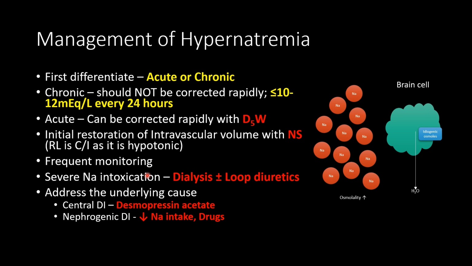If there is sodium intoxication causing the hypernatremia, we can do dialysis plus or minus loop diuretics so that the sodium will be excreted, and we have to address the underlying cause. For example, if it is central diabetes insipidus, we may give desmopressin acetate. If it is nephrogenic diabetes insipidus, we have to decrease the sodium intake and we have to give some specific drugs. So what is the speed of correction? I told you that maximum we can correct 10 to 12 inside 24 hours. So suppose the upper limit is 145 milliequivalent per liter, if the serum sodium is persisting between 144 to 157, there is a gap of 12, so we can correct it within 24 hours.